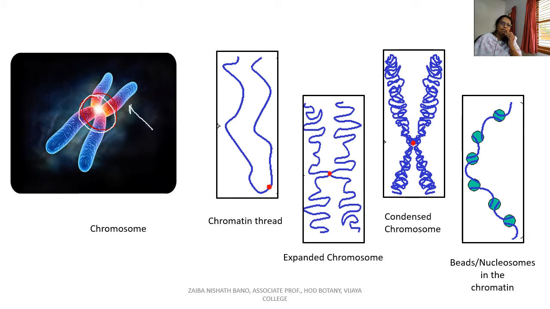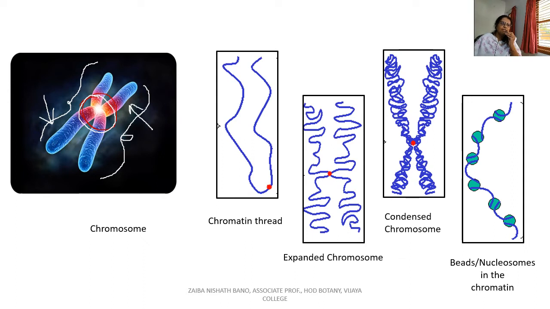One chromatid is shown by the arrow from the top to the bottom, and on the other side you can see the other chromatid. So there are two chromatids here. Now coming to the next diagram, the chromatin thread. By chromatin thread we mean thread-like structures. Generally in a normal cell you find thin thread-like structures. These thread-like structures are called chromatin threads.